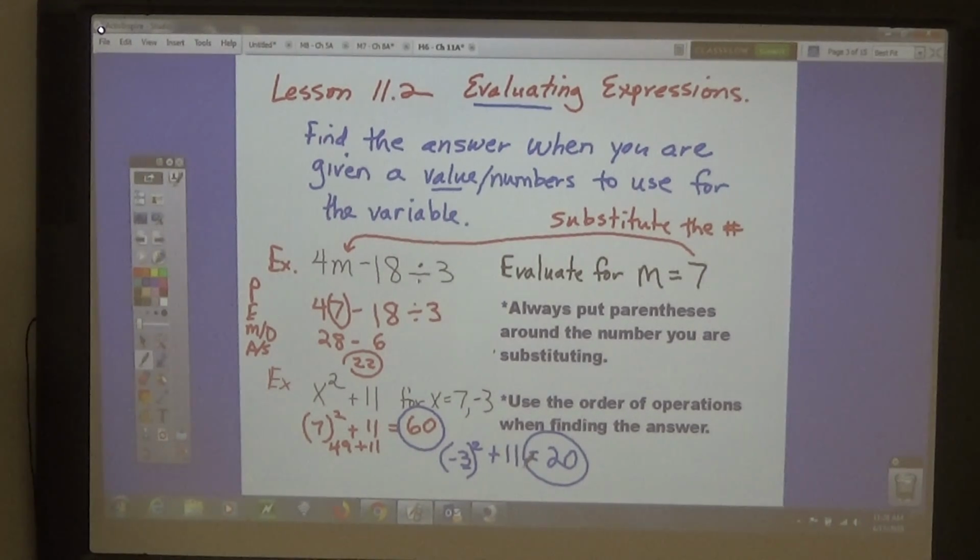Alright, here's what I want you to do. Page 320. Do the evens, 2 through 18. 2 through 18 evens.